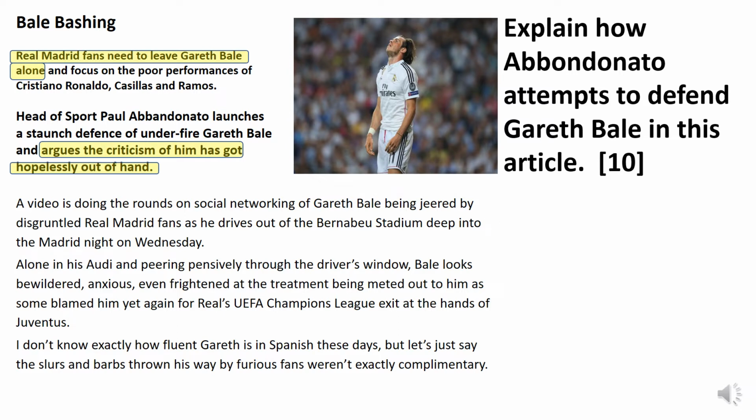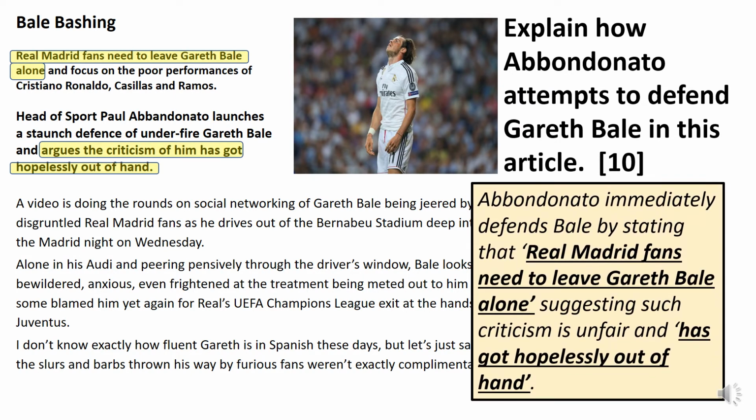So once we've chosen our evidence, we're going to be really concise when putting this into a response. If we look at the exemplar here, we've got Donato, so identifying the writer, immediately defends Bale, so focusing on the keywords of the question, by stating that Real Madrid fans need to leave Gareth Bale alone. Embedding the evidence, suggesting such criticism is unfair.